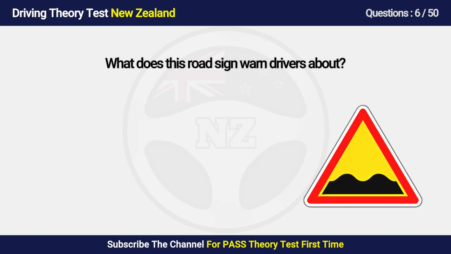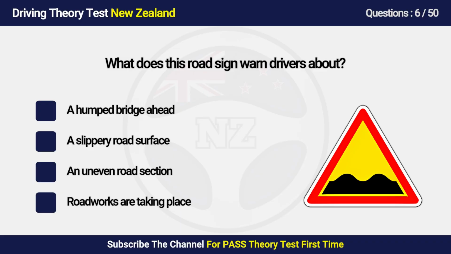Question 6. What does this road sign warn drivers about? A. A humped bridge ahead. B. A slippery road surface. C. An uneven road section. D. Road works are taking place.